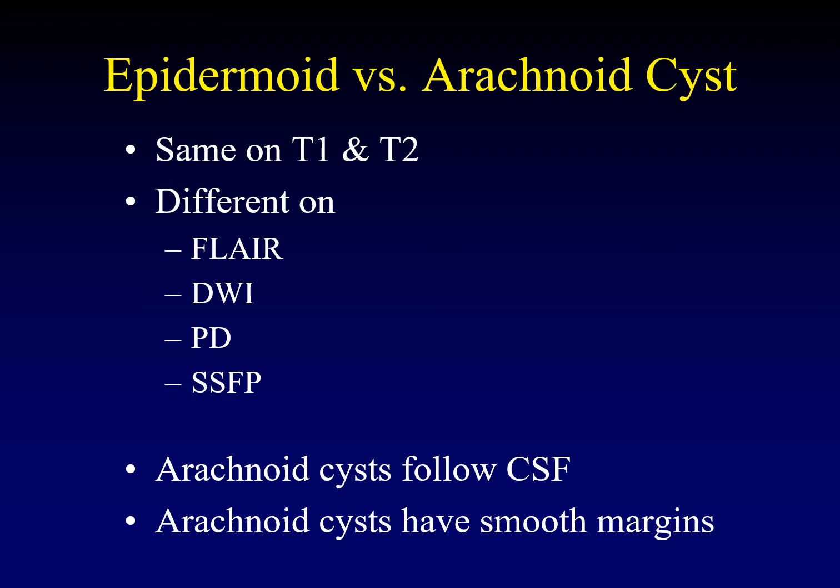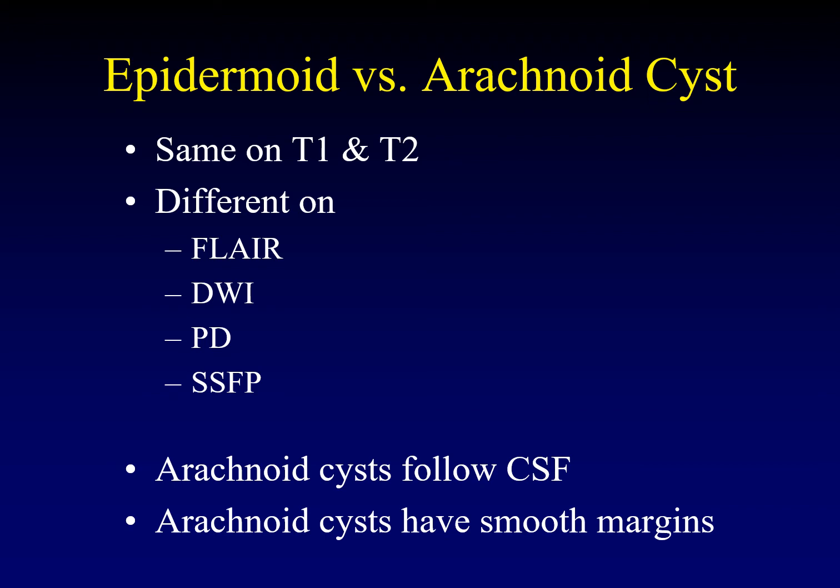Let's turn our attention now to the differential diagnosis of epidermoid and arachnoid cyst. So how do these two lesions that sound so different, an epidermoid tumor and an arachnoid cyst, end up on the same differential diagnosis? The reason is that on conventional MR sequences and on CT, they look the same. They have the same T1 and T2 signal, which is bright on T2 and relatively low on T1. Thankfully, our other sequences will differentiate them.